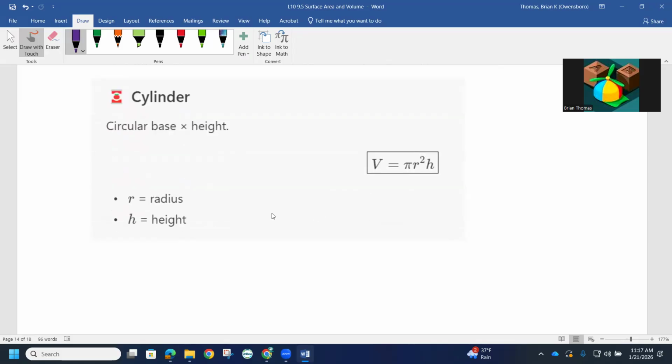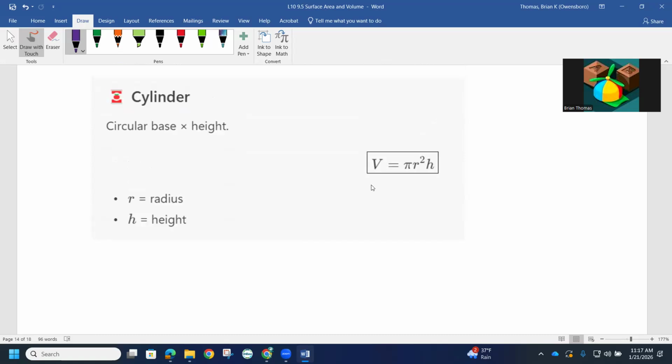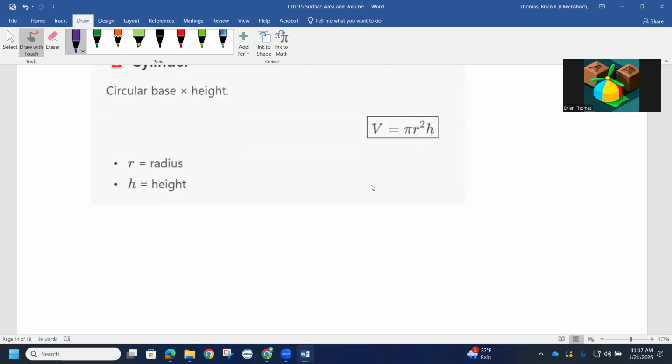So cylinder, again, we have this base area, which is pi r squared, times the height. Pi r squared is going to be the circular base, and then we multiply by the height to determine that. Again, this just tells you how much it holds, how many cubes it holds. But notice how this is going to be an approximation because of pi's approximated number.